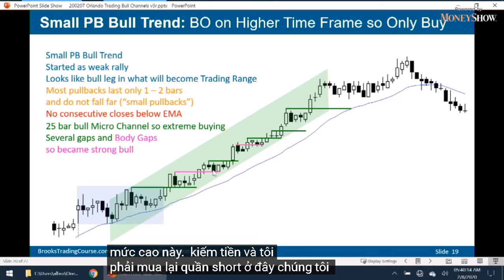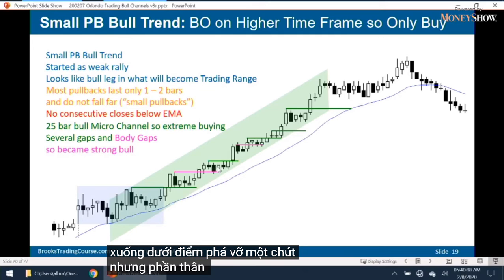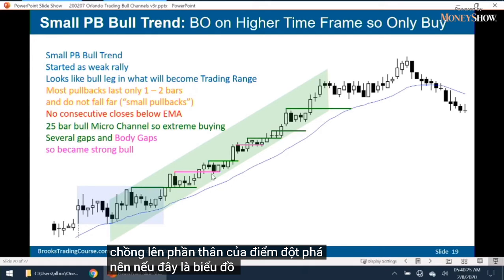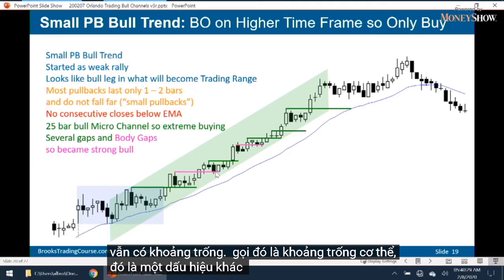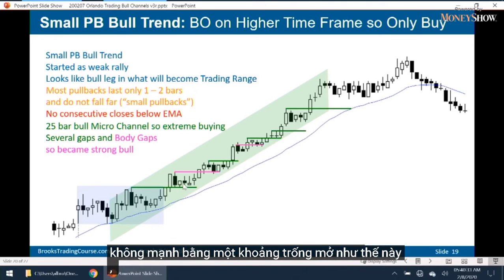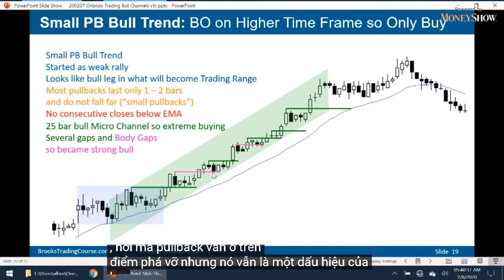shorts. Here, we pull back a little bit below the breakout point, but the bodies of the pullback do not overlap the bodies of the breakout point. So if this were a line chart, there would still be a gap. I call that a body gap. It's another sign of strong bulls. It's not as strong as an open gap like this, where the pullback stays above the breakout point, but it's still a sign of very strong bulls.